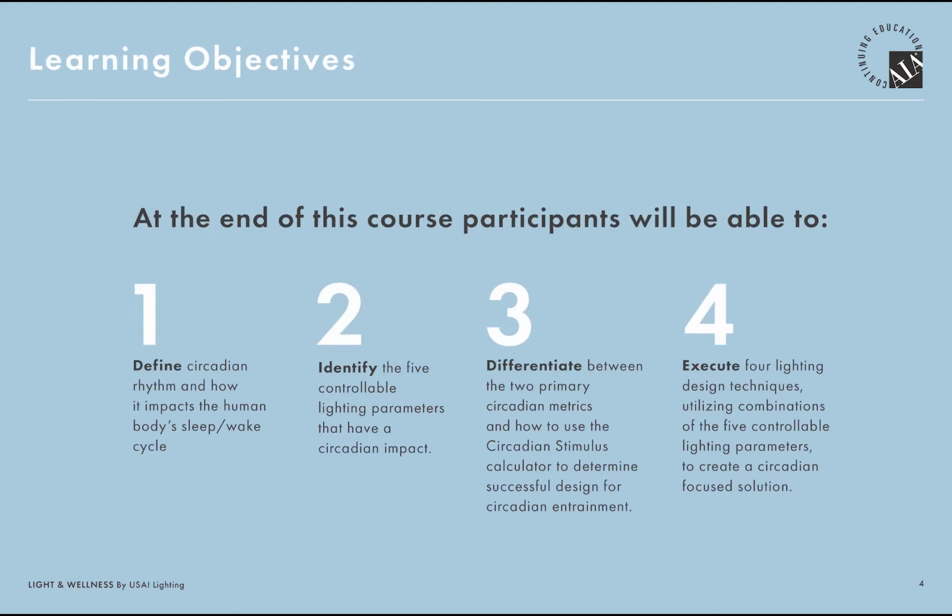The four main learning objectives that we're going to be addressing during this presentation are: one, to be able to define circadian rhythm and its impact on our sleep-wake cycle. The second learning objective is to be able to know what components of light have a circadian impact. The third, differentiate between two primary circadian metrics. And the last learning objective is to be able to execute 4 lighting design techniques to create circadian lighting.